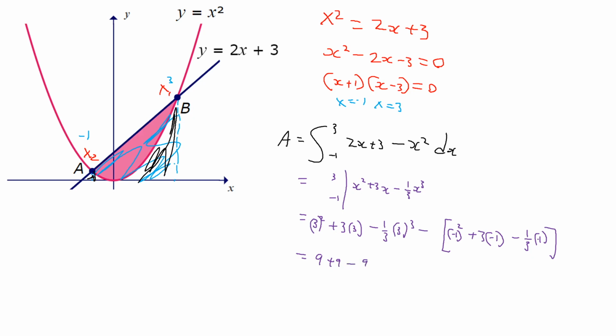And then what are we doing? We're minusing the 1, because minus plus. Then we're plusing 3, because that's minus 3. And then we're minusing a third, excuse me, because minus a third times minus 1. And if we plug all of that into our calculator, we should get that this area is 32 over 3. And that is our final answer.